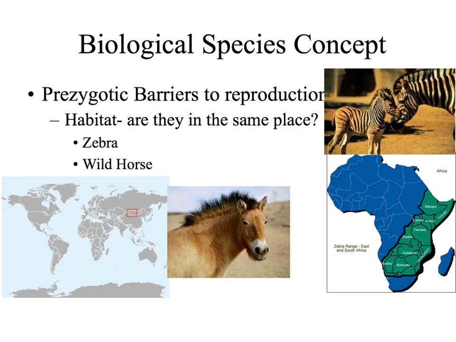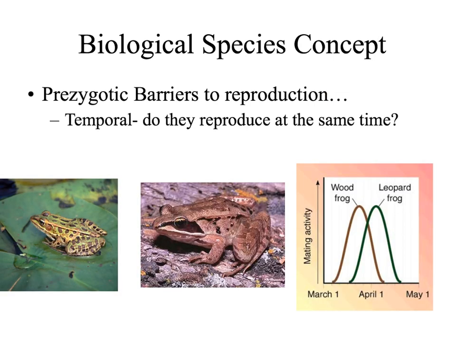Another example are true wild horses, which are found in one region of Mongolia, and zebras, which are found in Africa. These animals, again, are in different places, which means that they will never meet and their populations will never be able to reproduce. Another type of prezygotic barrier is temporal isolation. This has to do with the timing of reproduction.